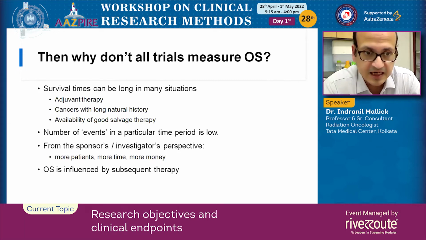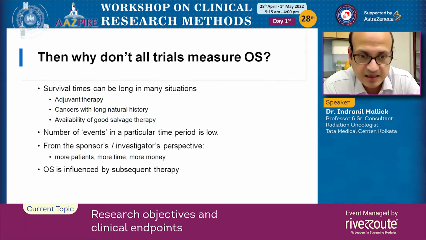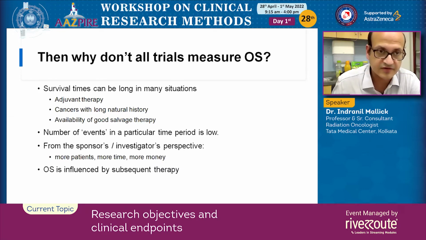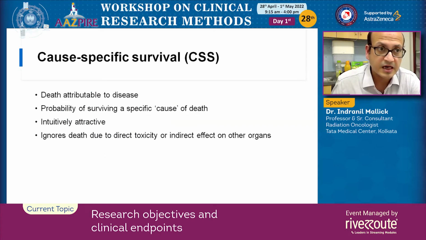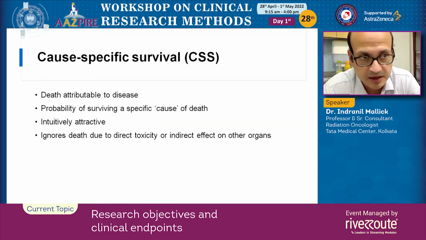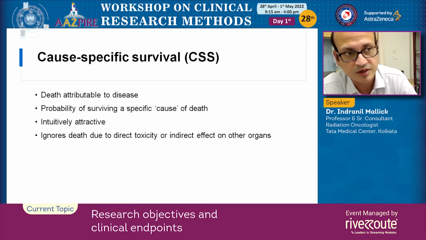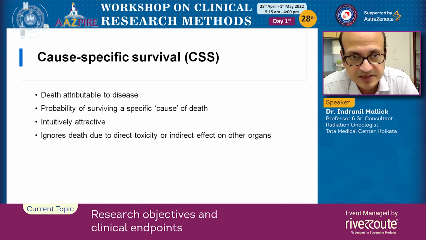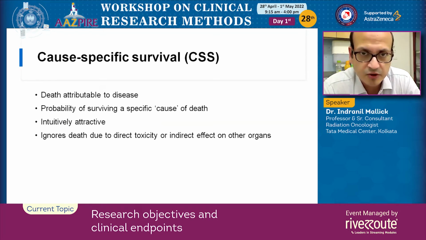But having said that, it is important to understand that still the gold standard, or the real endpoint that we want to measure, is overall survival. Why? Because not all surrogate endpoints will match up to the real endpoint. Now, before we go to that issue, we are going to discuss a bit about cause-specific survival or other survival endpoints. So what is cause-specific survival?